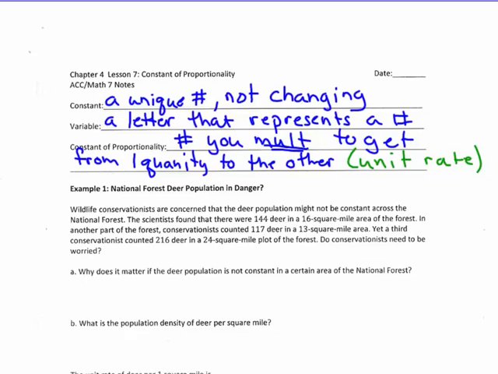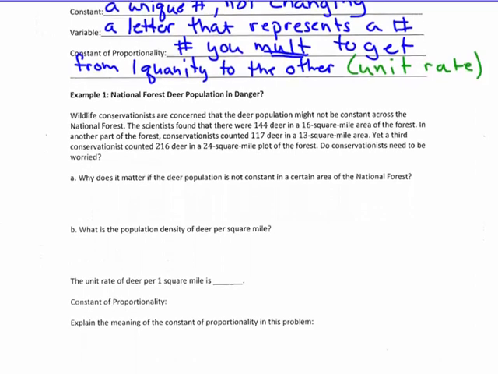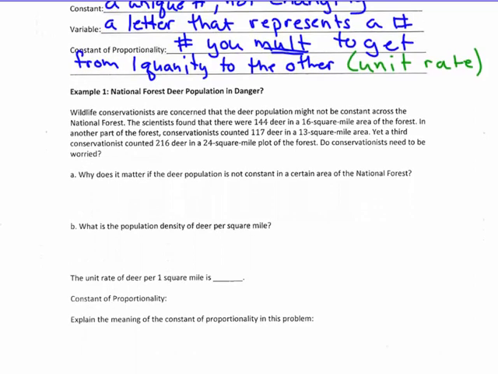So let's go through and look at our examples here. So wildlife conservationists are concerned that the deer population might not be constant across the national forest. The scientists found, and they give us all this information. Do conservationists need to be worried? Well, first of all, why does it matter? Why would it matter if the deer population was not constant?